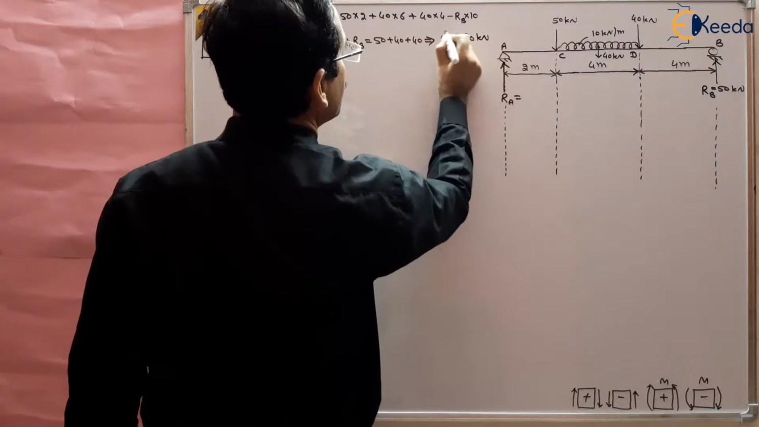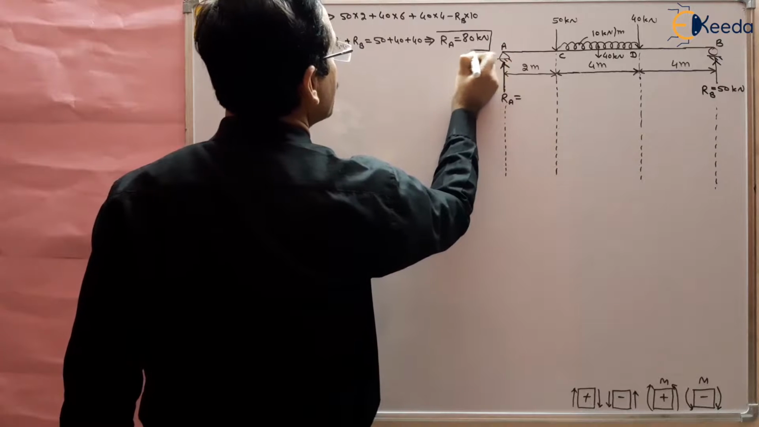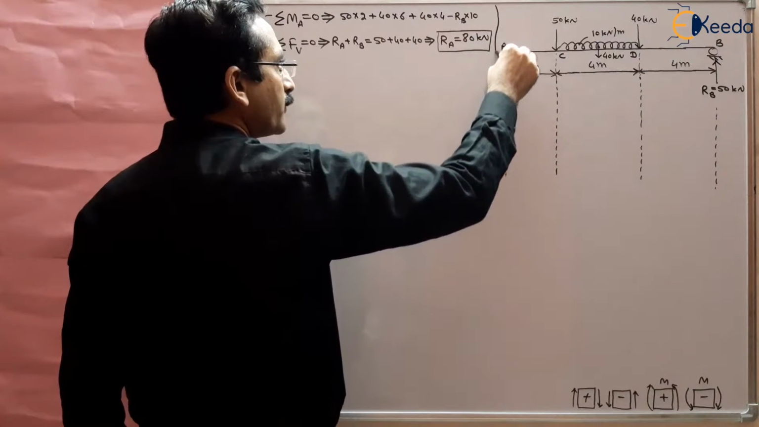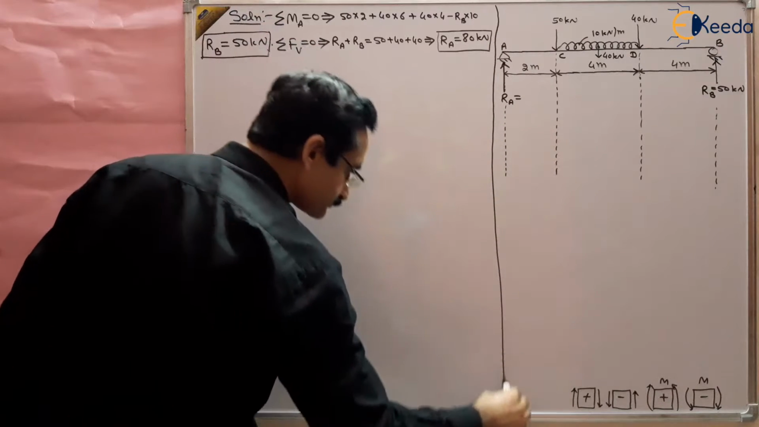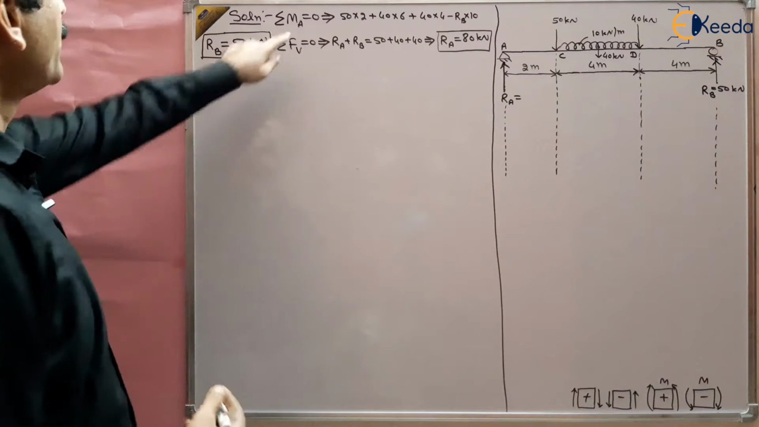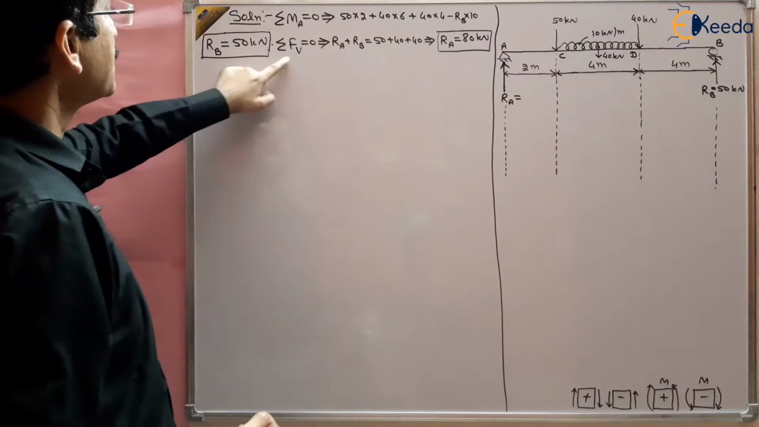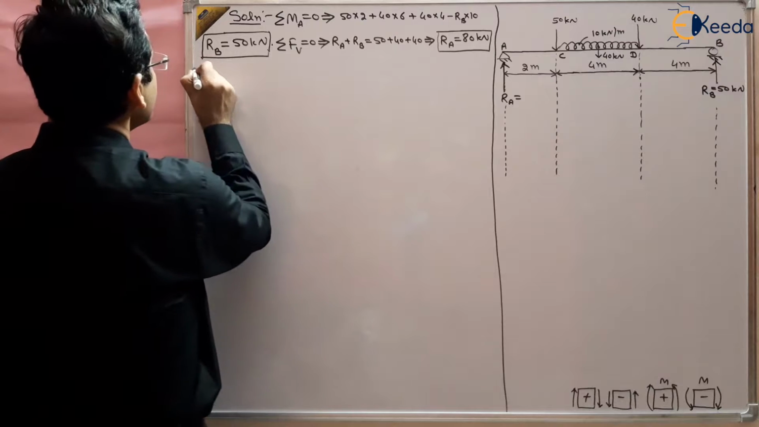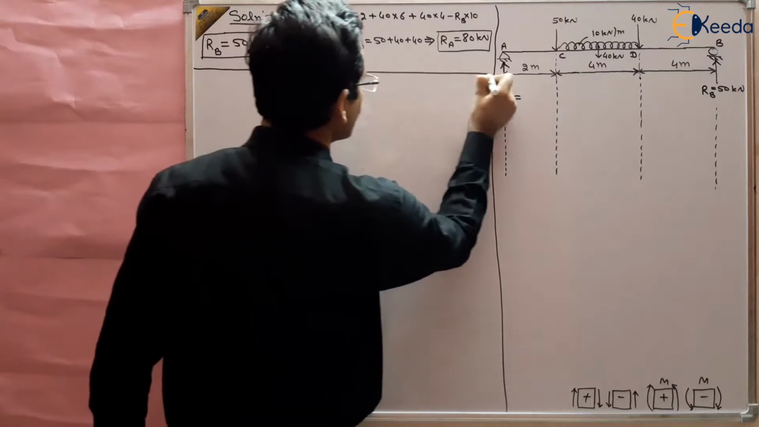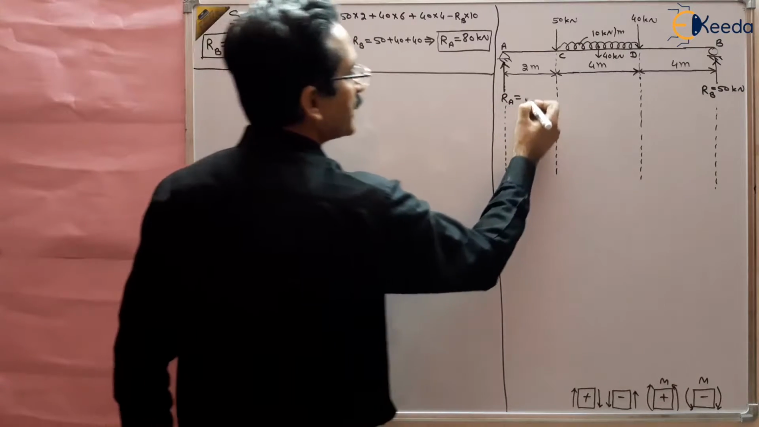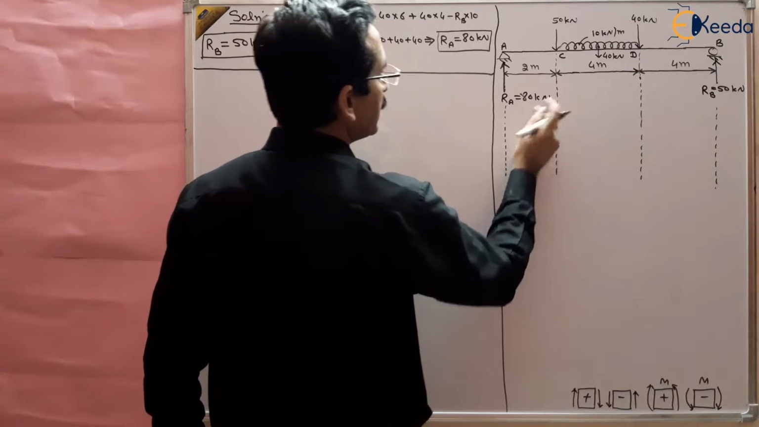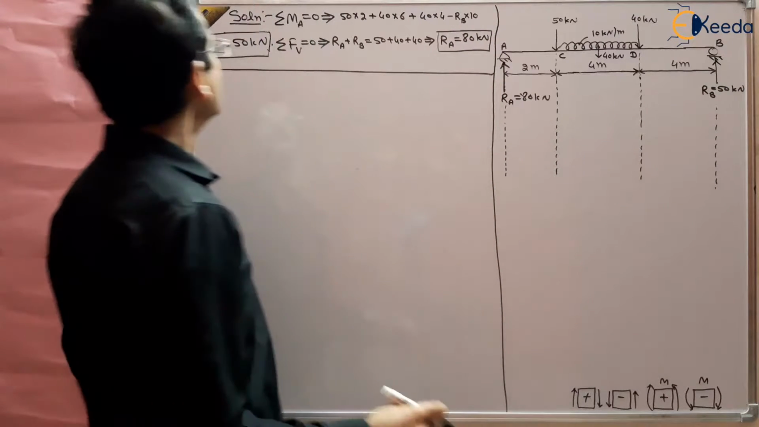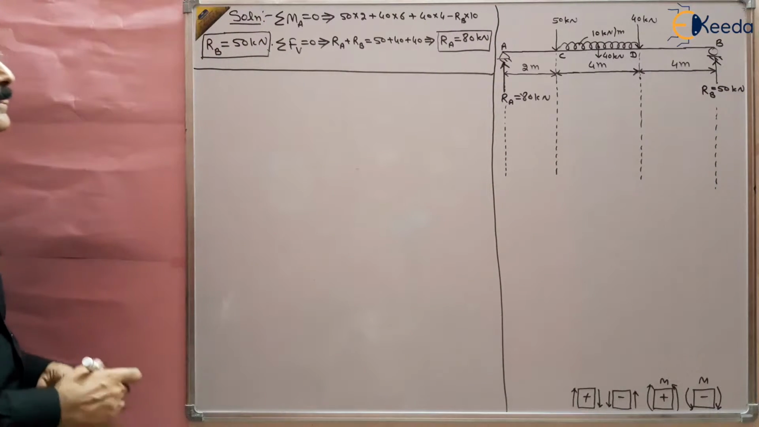80 kilonewton. So we have obtained the value of RA also. We have calculated the value of RA and RB, taking the moment at A and then sigma FV equal to 0. So this is one part of this question. We have found out the reactions: 80 kilonewton at one end and 50 kilonewton at the other end, by using this concept, right?